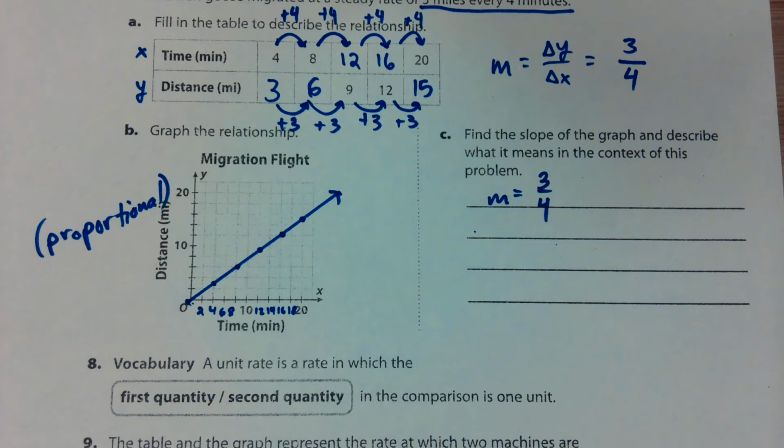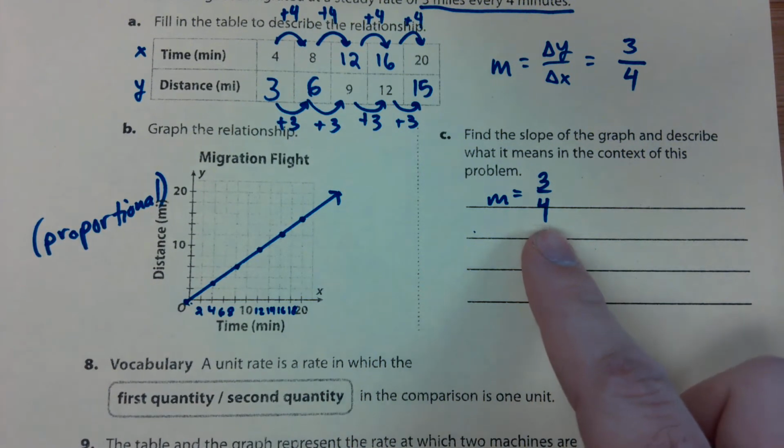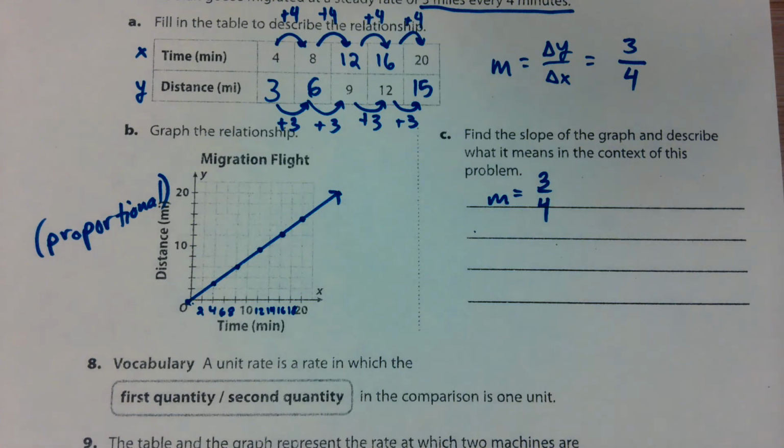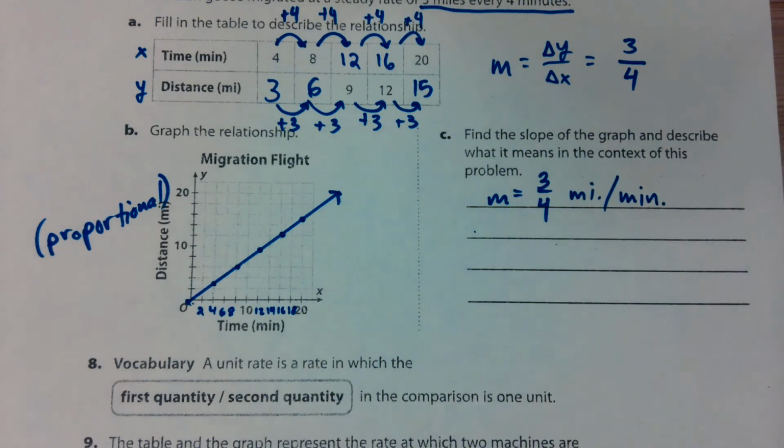Let's come back together. We're almost done with this one. So we found that our slope was 3/4, but just like we talked about in the warm-up, right? We need units on our answer. What are the units going to be for 3/4? Miles per minute. Miles per minute. Absolutely right. Hooray. So we've got our units.